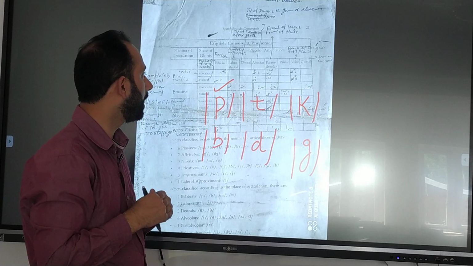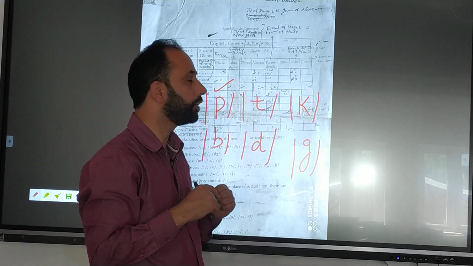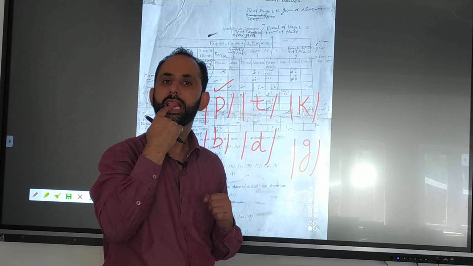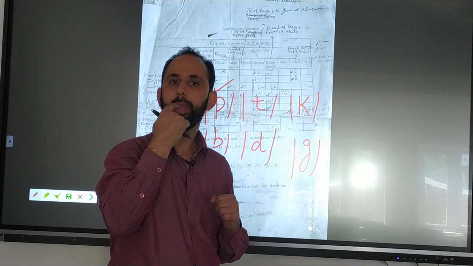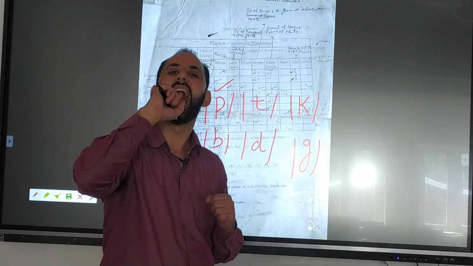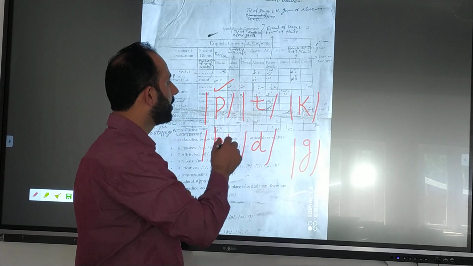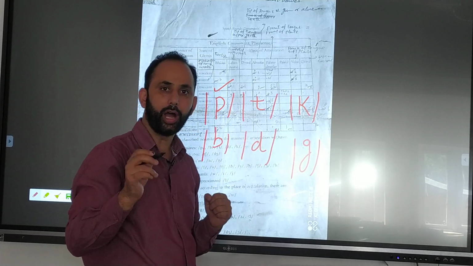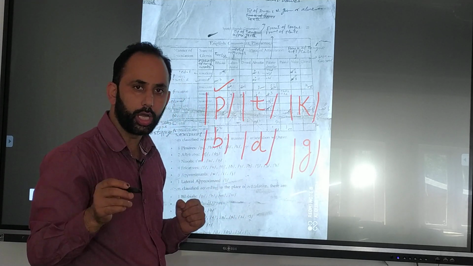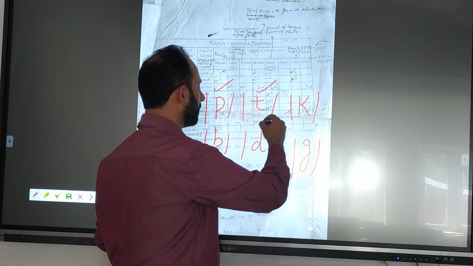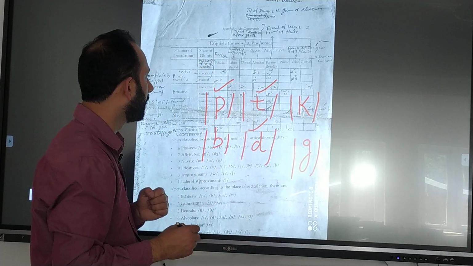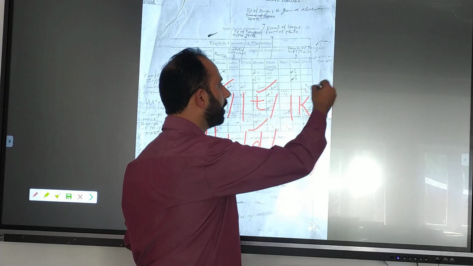Why are they called alveolar? Because I have already told you that the front of the tongue, this is the tip, this is the blade, and this is the front. This comes in touch with the alveolar ridge here. So to, tin, top, do, dog. When we produce them, they are called plosive alveolar.